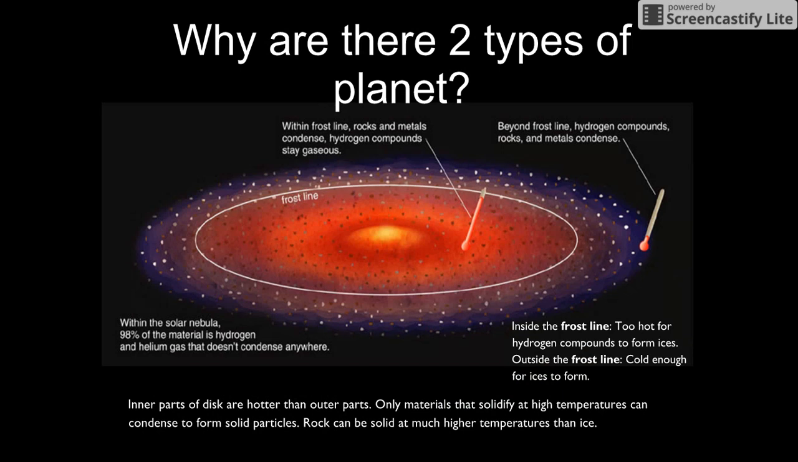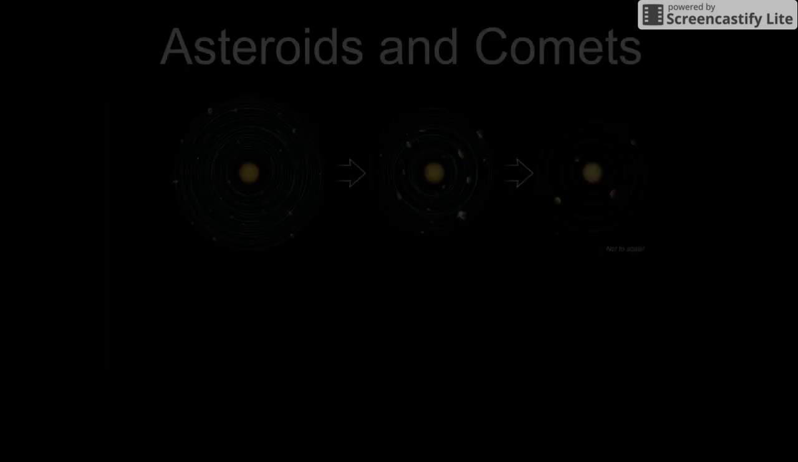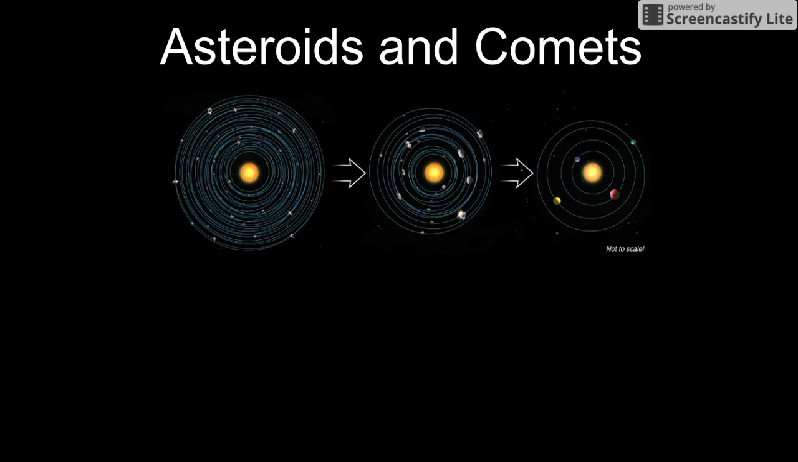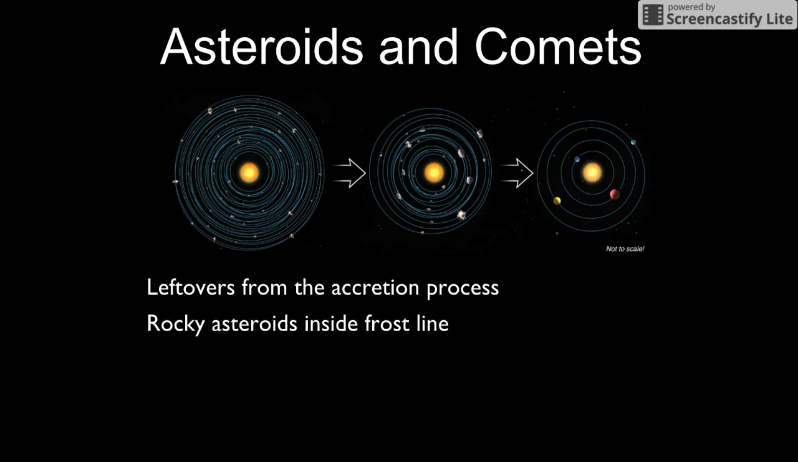Remember, why are there 2 types of planets? Inner planets are hotter than the outer planets. Only materials that solidify at higher temperatures can condense to form the planets that we know today, while the other ones are more predicated by ice. We also have asteroids and comets in our solar system. They are leftovers from the process that we just discussed. Rocky asteroids are inside the frost line. Icy comets are outside of that frost line.